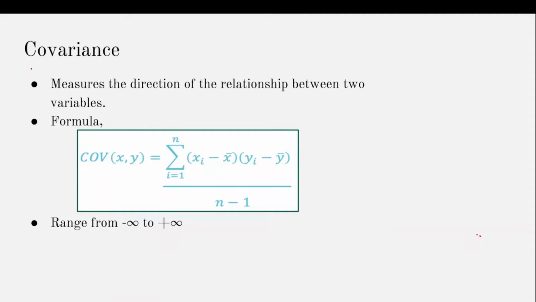Let us start with covariance. Covariance is a parameter that tells us about the direction of the relationship between two variables. Suppose I have two variables x and y. I need to know if I increase the value of x, what will be the effect on the value of y? Will the value of y increase on increasing the value of x, or will it decrease, or will it have no change? So to get such information, we can take help of covariance.